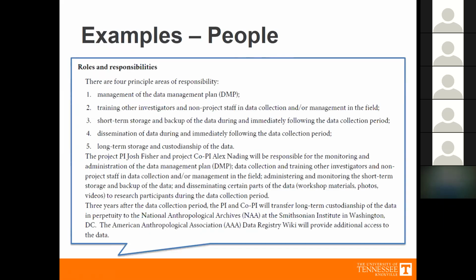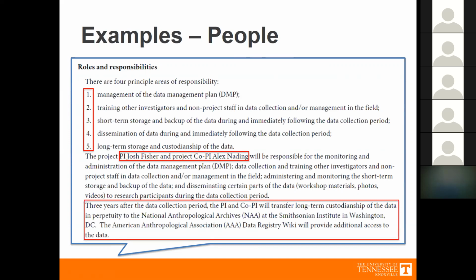Here's an example of a data management plan for the people section. This one addresses the people involved in the project. It talks about the PI and the co-PI. There may be other people involved, but they just mentioned these two. And then it talks about these people's responsibilities and what they're actually going to be doing. Items 1 through 5 are the different things they're going to be doing. The paragraph that comes after item number 5 is simply a restatement of those 5 items.